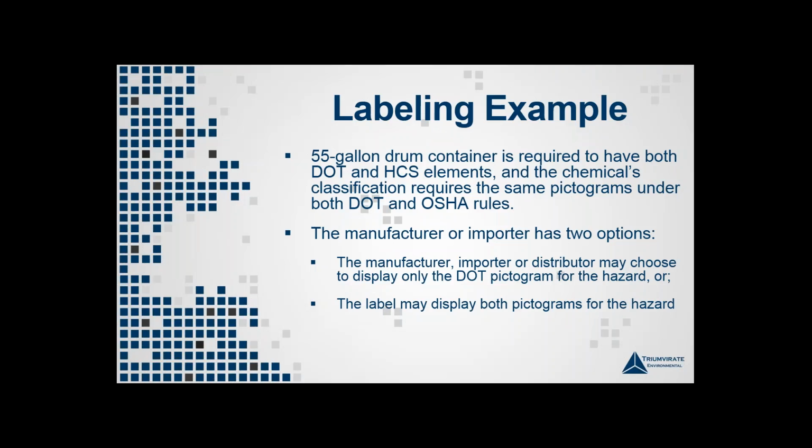Okay, so a great example is a 55-gallon drum, which would be required to have the DOT and all the elements, the chemical classification, and making sure the pictograms are for both. So the manufacturer or the importer would have one of two options here. They could have only the DOT pictogram for the hazard, or they can do both the pictograms and the DOT. Hopefully that makes sense to you when you see it. Like I said, I'll refer you back to the actual directive that has a lot more information in there.